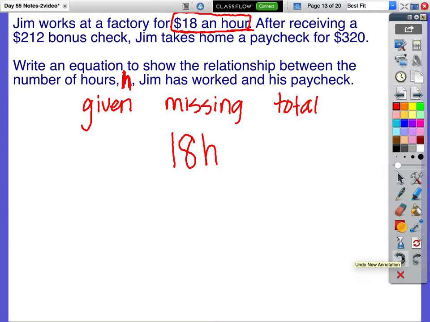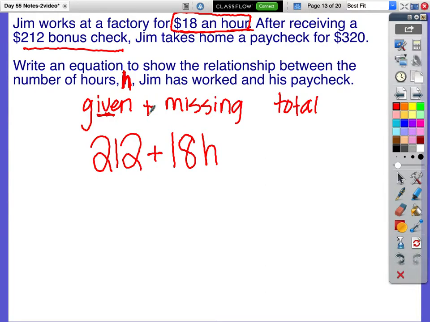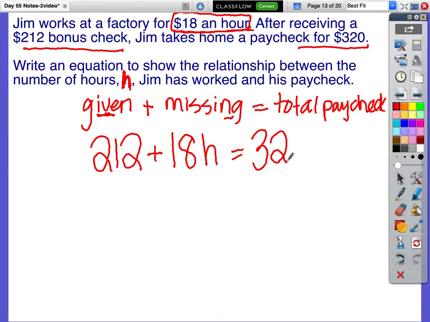After receiving a $200 bonus check. Now, if you're receiving a bonus check, that is being given to you. That is information that is given to you, and we only get that one time, so it doesn't need a variable with it. So the given information of the bonus check plus the number of hours that he works is going to give us his total paycheck amount. Okay? So what is his total paycheck amount? Does it tell us that? Sure does. His paycheck is $320.